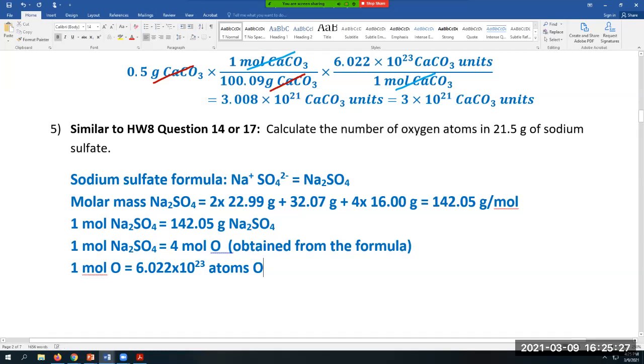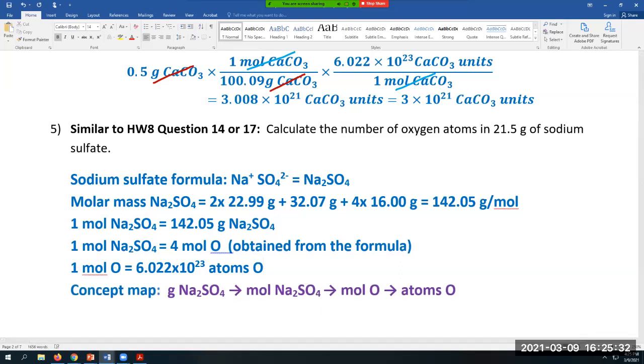So let's show the concept map because it's a bit long here. The concept map shows that we start with grams of Na2SO4. From the molar mass, we can get the number of moles of Na2SO4.